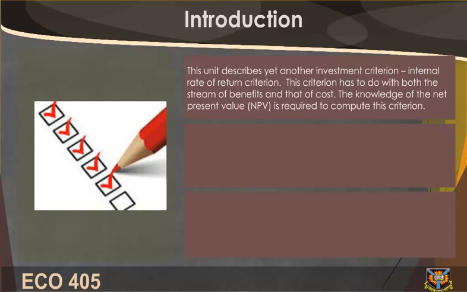Introduction. This unit describes yet another investment criterion, the internal rate of return criterion. This criterion has to do with both the stream of benefits and that of costs. The knowledge of the net present value, NPV, is required to compute this criterion.